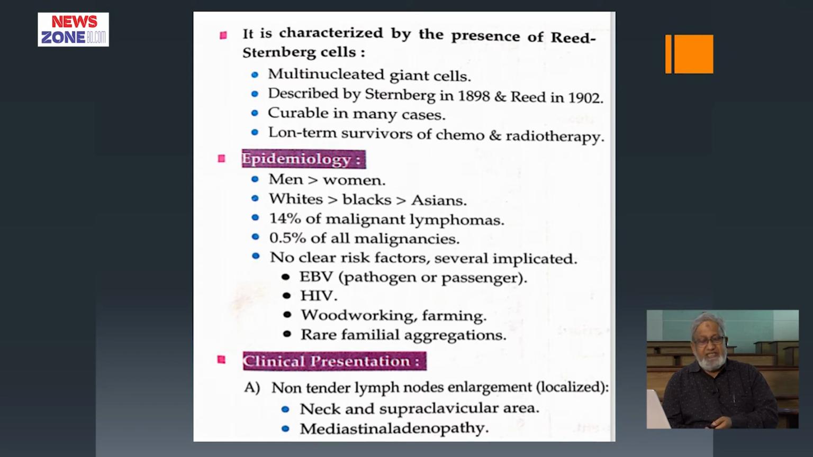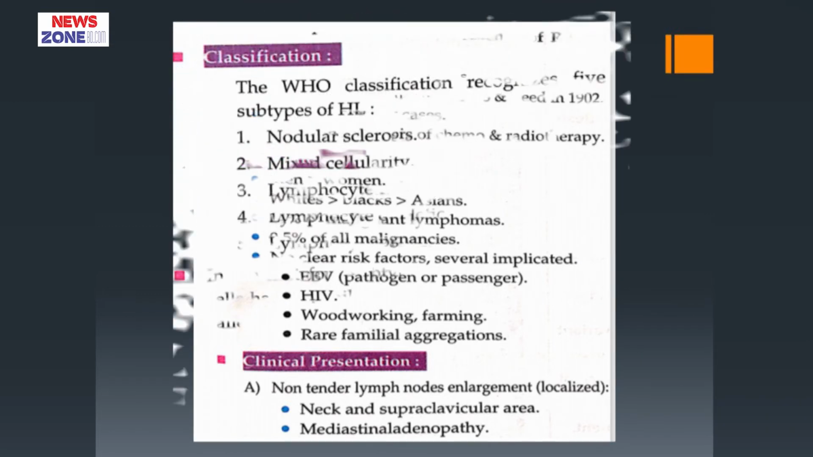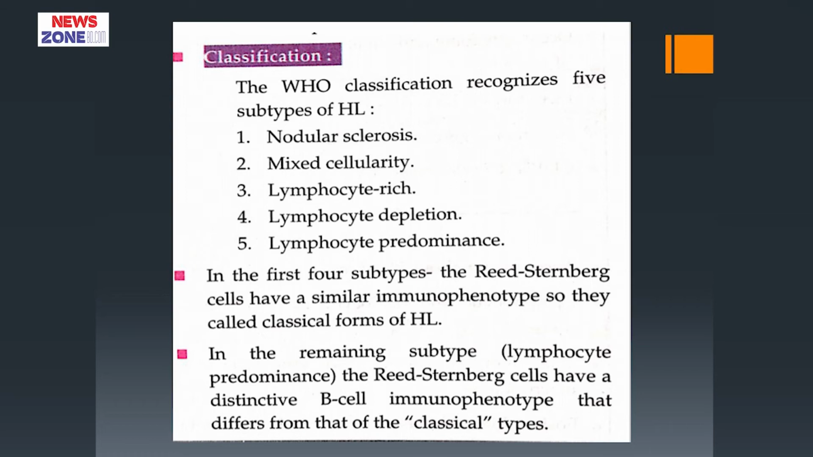The clinical presentation is non-tender lymph node enlargement, in the neck and supraclavicular glands, and mediastinal lymphadenopathy, mediastinal lymph nodes. And WHO recognizes 5 subtypes of Hodgkin's lymphoma.